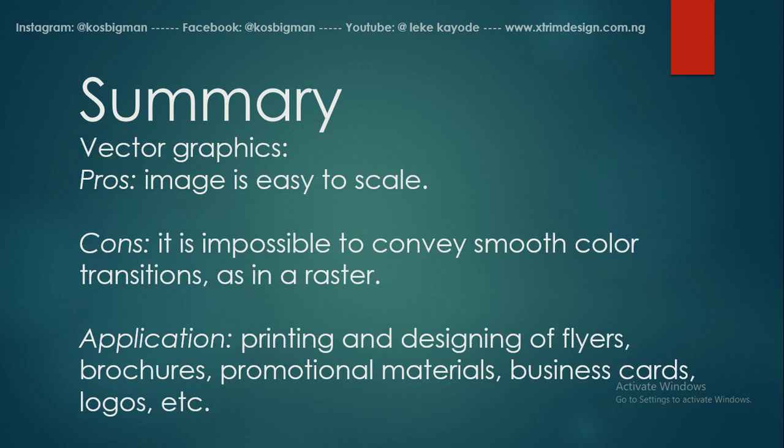So then for vector images, the advantage is the image is easy to scale. You can enlarge it to any size. It remains the same. It does not lose its quality. The disadvantage is it is impossible to convey smooth color transitions as in a raster, in the sense that by the time you enlarge it, there is likelihood that the colors might not blend. That is the problem. Raster smoothens it out because it's in pixels, so every color shade and transition is conveyed. But in vector, it's not so, because it's mathematically calculated, not pixels.